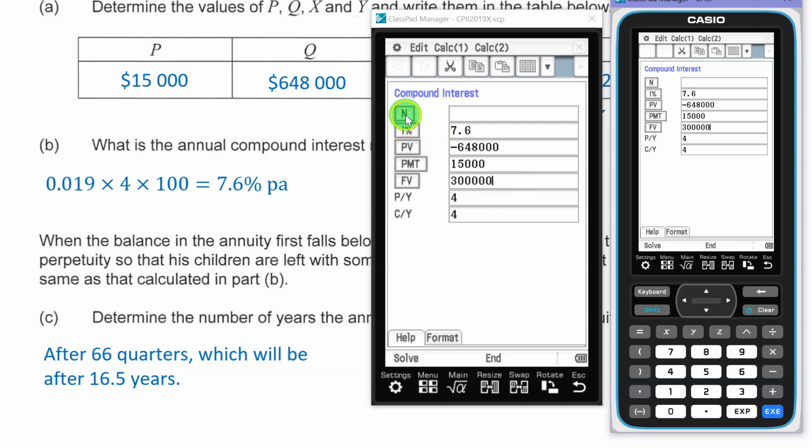Anyway, now we just want to solve for N. So we tap N, 65.9 payments. So basically that's going to be 66 payments. Now the question asks for the number of years. So I'd say first off that it'll happen after 66 quarters. And then if we change that number to 66 and divide it by 4, that turns out to be 16.5 years. So don't forget we can do calculations in these boxes.